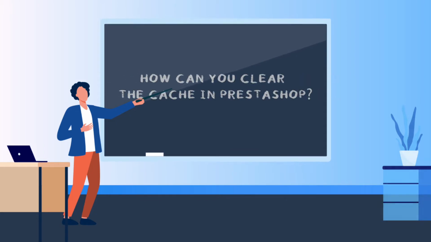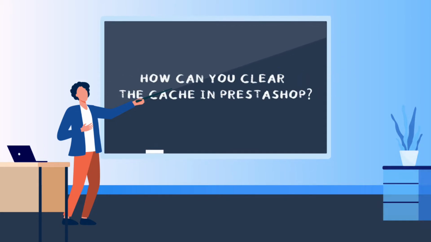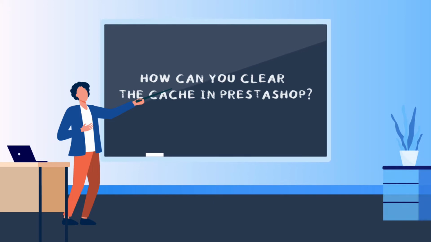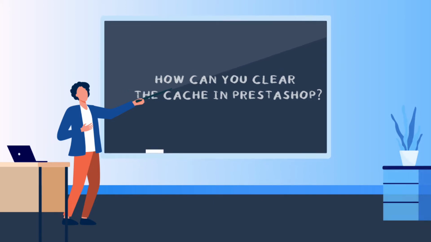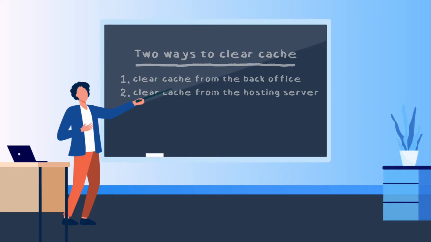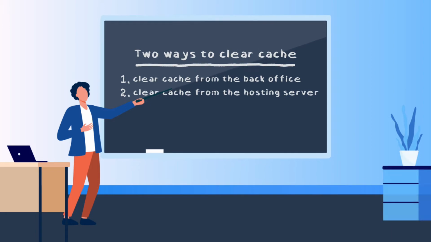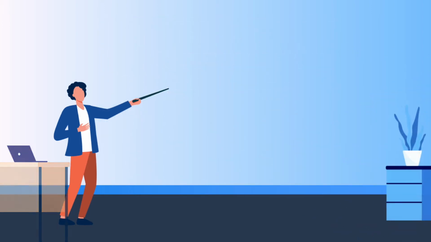How can you clear the cache in PrestaShop? To clear the cache, you don't need to install a module in PrestaShop. Instead, you can clear the cache in two ways: clear cache from the back office, and clear the cache from the hosting or the cPanel.